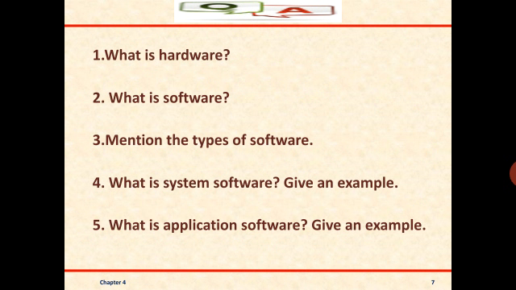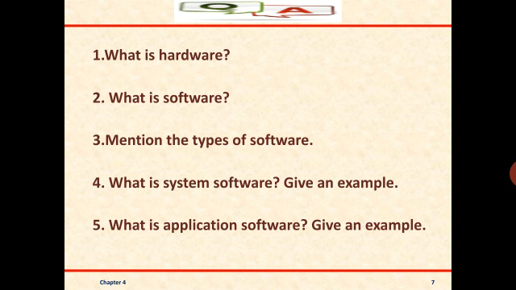Next question: what is system software? Give an example. System software is basically used to perform functions commonly used by the users. An example for system software is an operating system, for example Windows 98, Windows 2000, or Windows XP. Next question: what is application software? Give an example. Application software means user application packages such as payroll system, inventory or financial accounting packages. These are generally written in high level language programs.